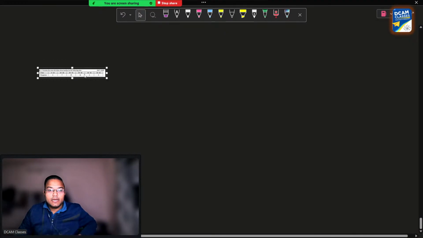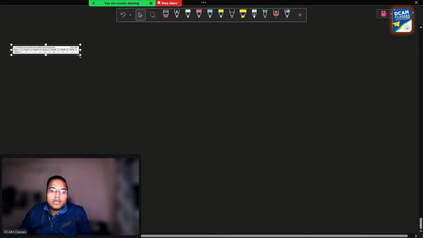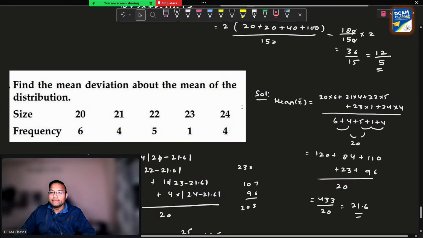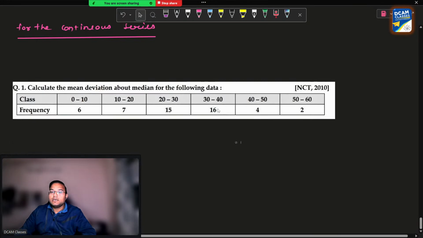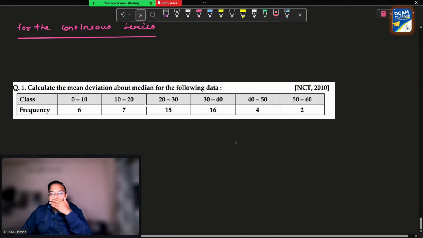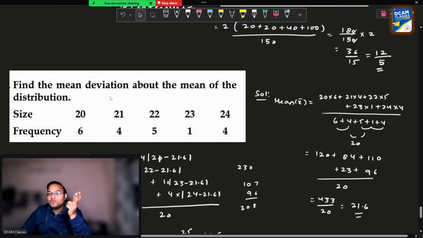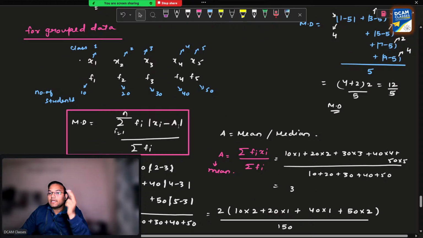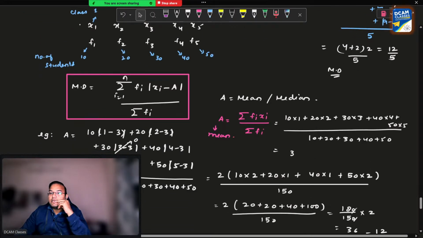See what I am telling now, I replay what I was telling for the continuous class. How do you do it? The median, finding out the median you already know, correct? The median you will get by the formula for the increasing and the decreasing intervals we have found out yesterday. Median you will get, and after that you will put that formula, xi into fi into mod xi minus a divided by sigma fi.